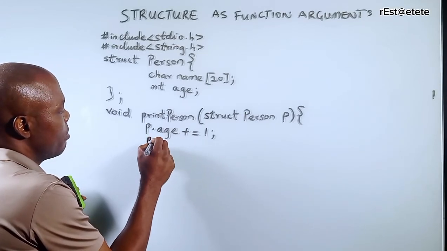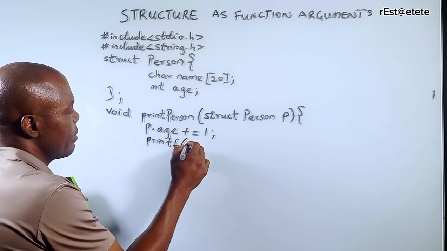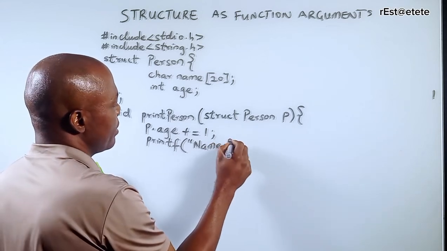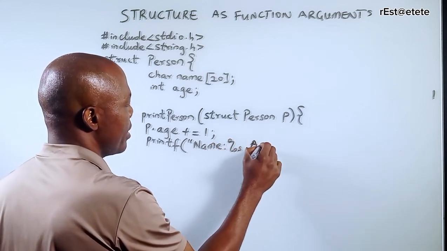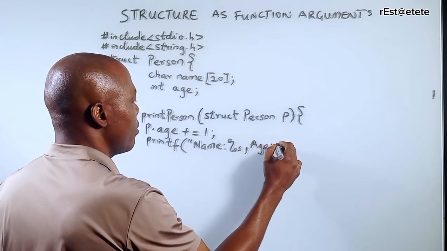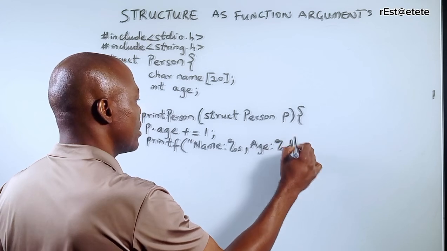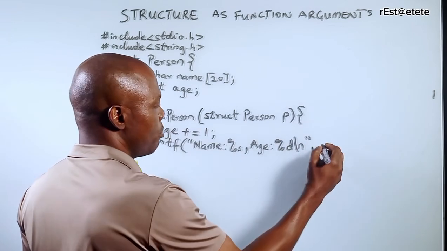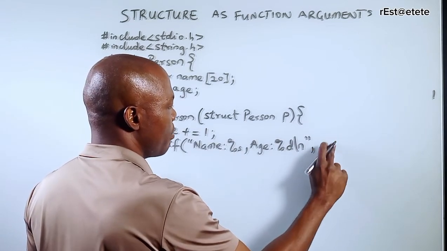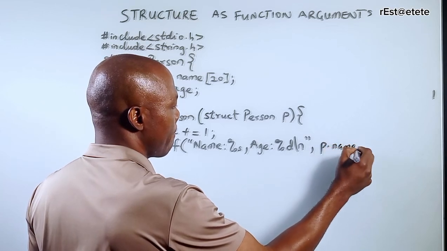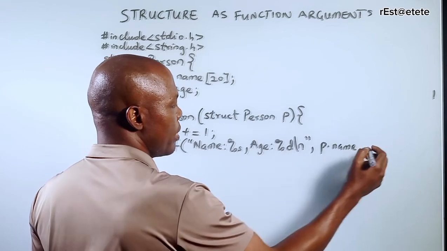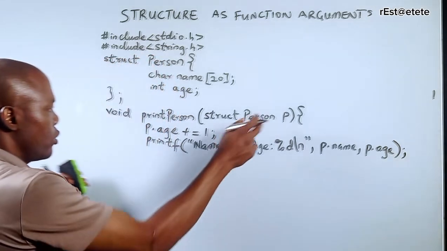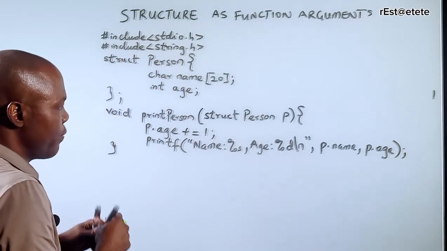Then here I will say printf, name %s, comma, age %d, backslash n. This one will expect p.name, while this one will expect p.age. So my function, I will close it here.